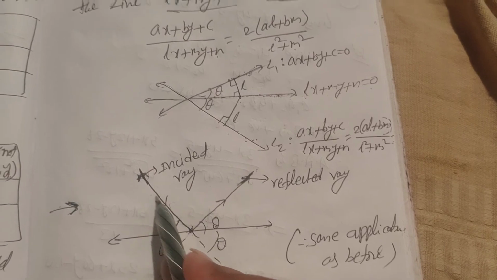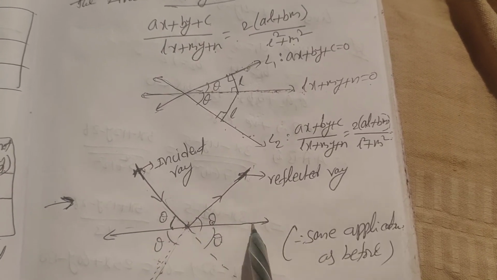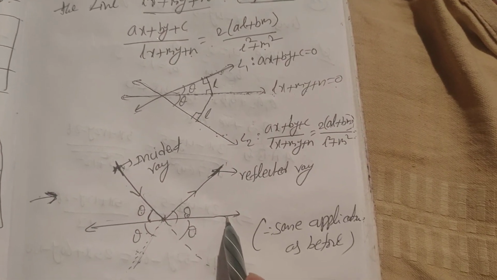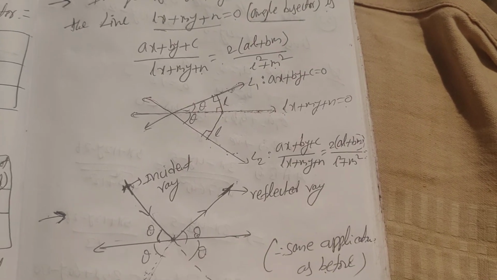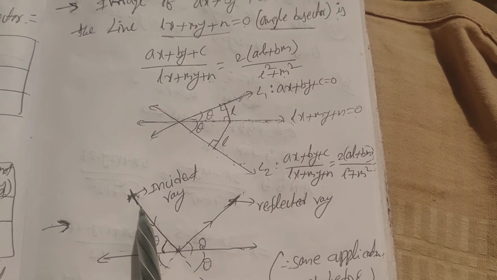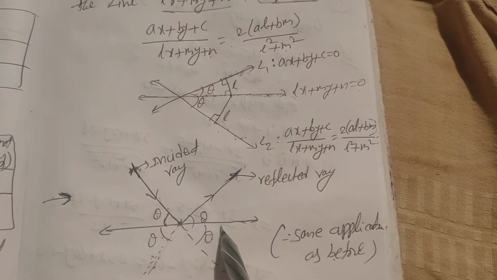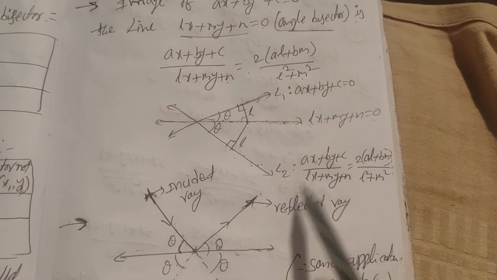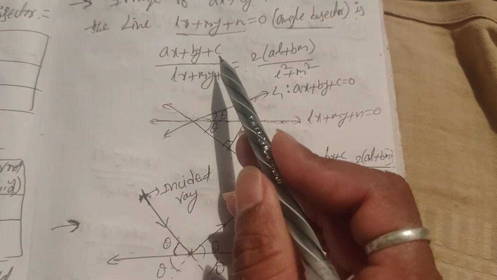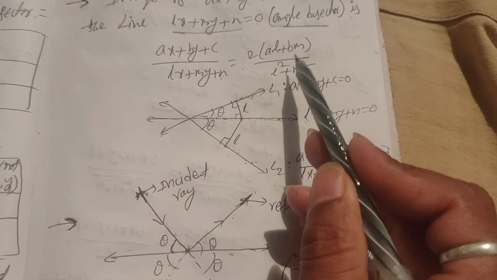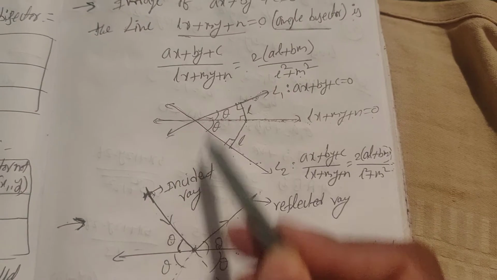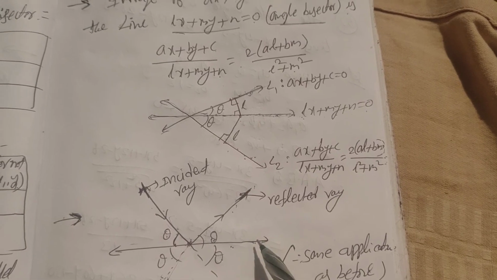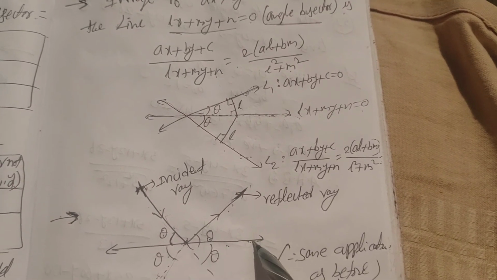Then what you observe, for this incident ray and this reflected ray, is the angle bisector. If you apply the same application, you get the answer. So the incident ray with respect to the mirror, any line they may give, and find the reflected ray, just use this concept. The reflected ray formula is (ax plus by plus c) by (lx plus my plus n) equals 2 times (al plus bm) by (l square plus m square). Here the incident ray equation may be ax plus by plus c equals 0, and the mirror is lx plus my plus n equals 0.